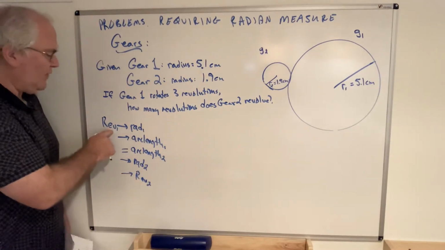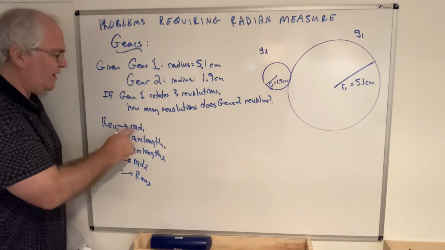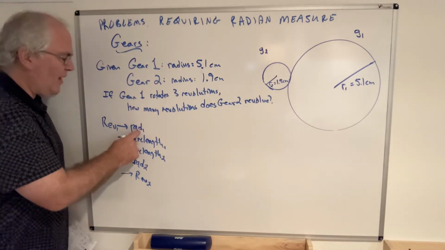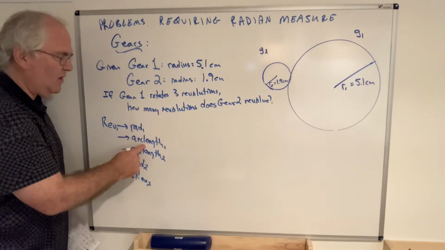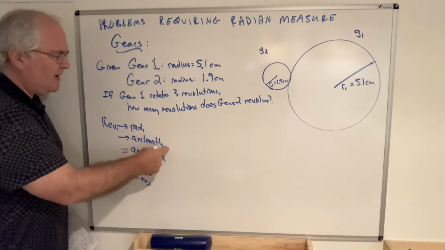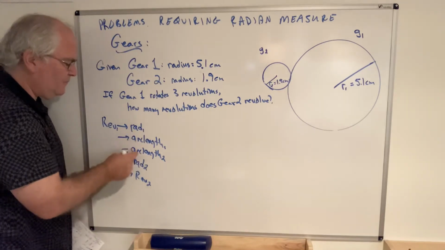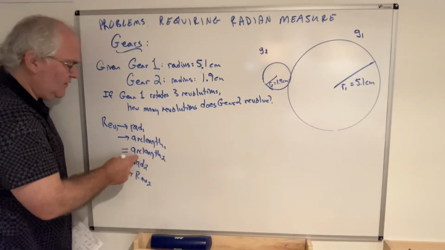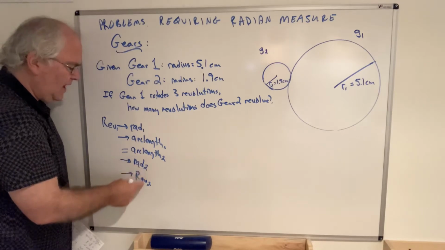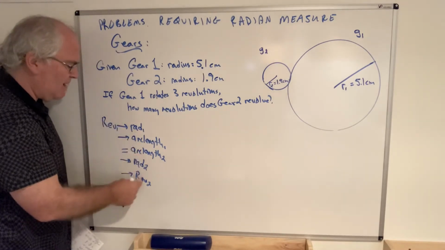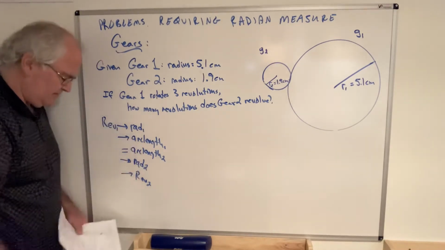So we're going to start with revolutions on gear 1, translate to radians. From radians, we're going to find arc length of gear number 1. But because they have different centers, arc length 1 and arc length 2 are always equal. And then from arc length 2, we're finding radians 2 and revolutions. So it's like we go down and then we come back up. Go down the ladder, come back up. All right?